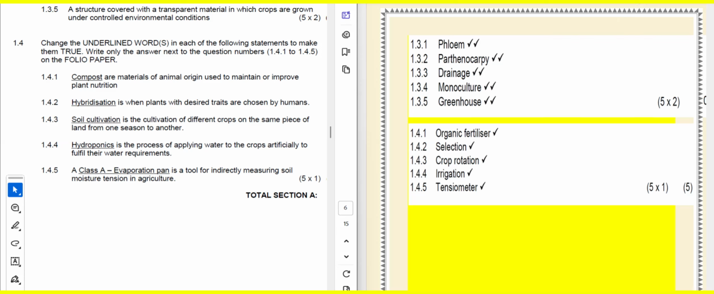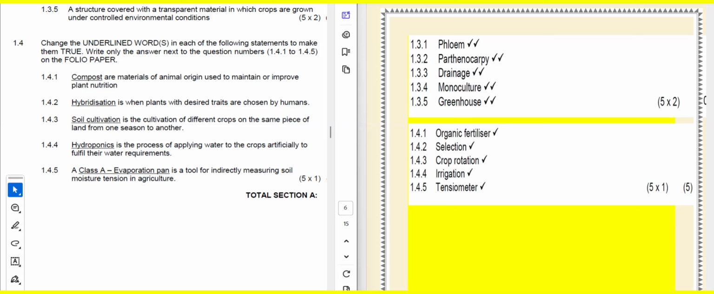1.4.3. Soil cultivation is the cultivation of different crops on the same piece of land from one season to another. The correct answer is crop rotation. Soil cultivation is incorrect. Crop rotation is the cultivation of different crops on the same piece of land from one season to another. Correct.